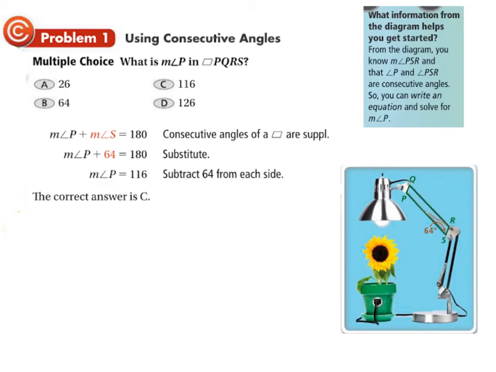Correct answer is C. Now, this is just pointing out, if you want to get started from the diagram, you know what the measure of angle PSR is. PSR, it's 64. And you know that angle P and angle PSR are consecutive angles, so you can write that out like that.